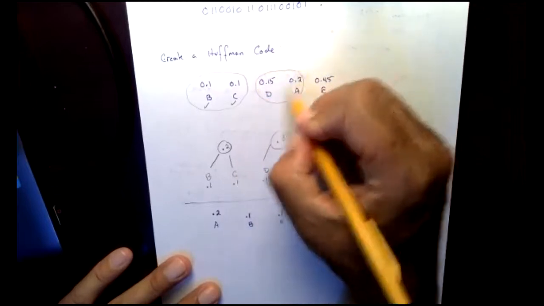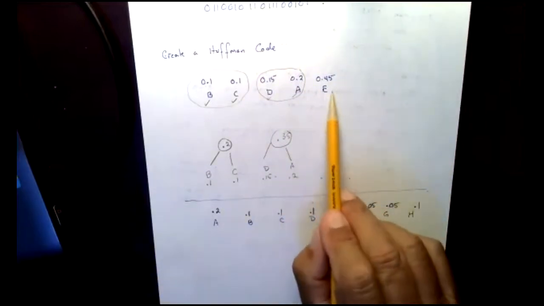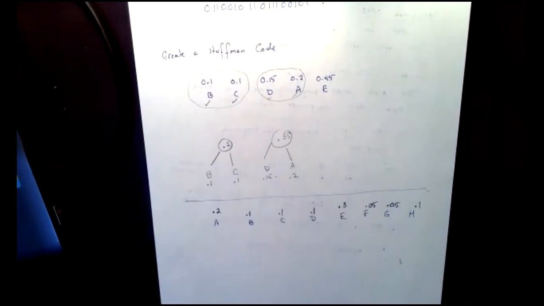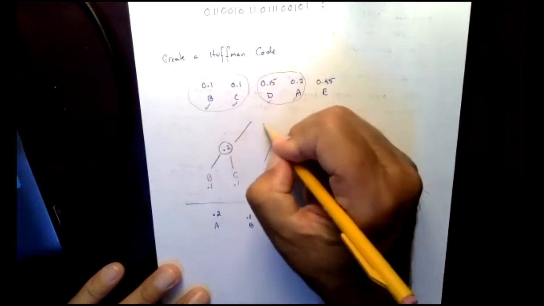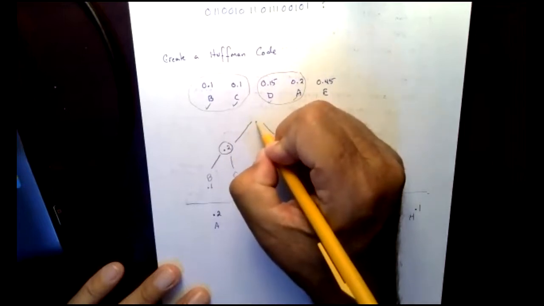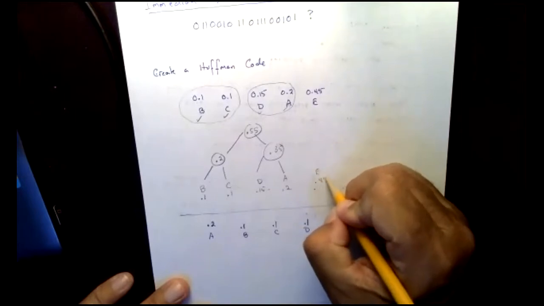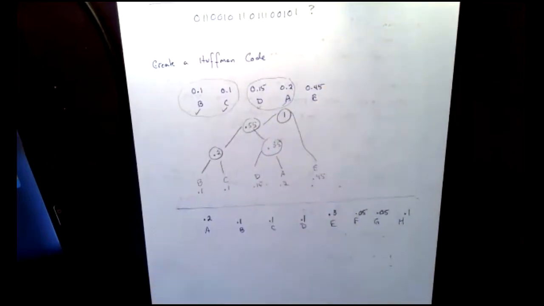So now these two are combined, check and check. Now I have three frequencies, the 0.45, the 0.35, and the 0.2. What do you think I should combine? Well, I have to combine the two lowest, which are here and here, and that's going to give me a 0.55. Finally, I need to bring the E into play, which is my 0.45, and when I combine it with the 0.55, I do in fact get my final one, okay? So I build a tree by combining the smallest ones.